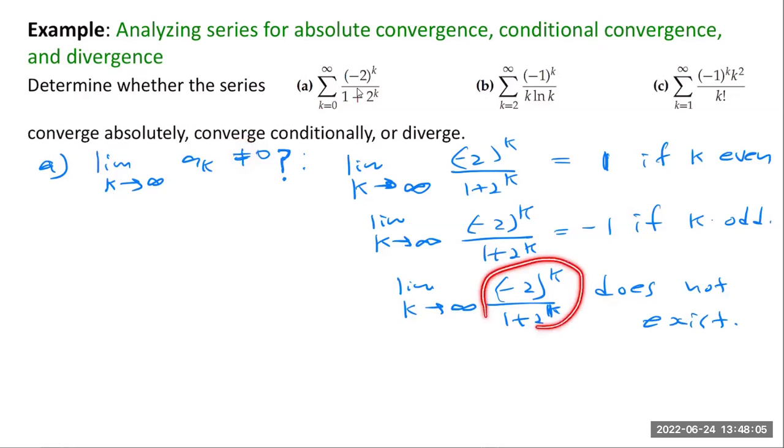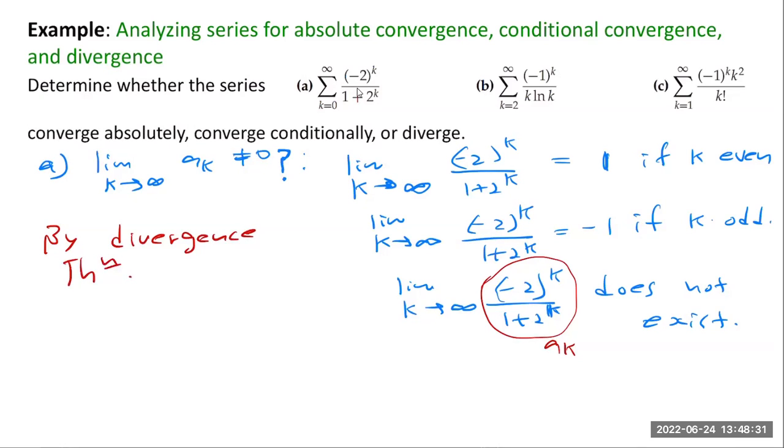This is your a_k, by the way. Limit as k approaches infinity, a_k does not exist means this is not equal to 0. Now by the divergence theorem, the series diverges. Series means k goes from 1 to infinity of (1 minus 2 to the power k) over (1 plus 2 to the power k) diverges.